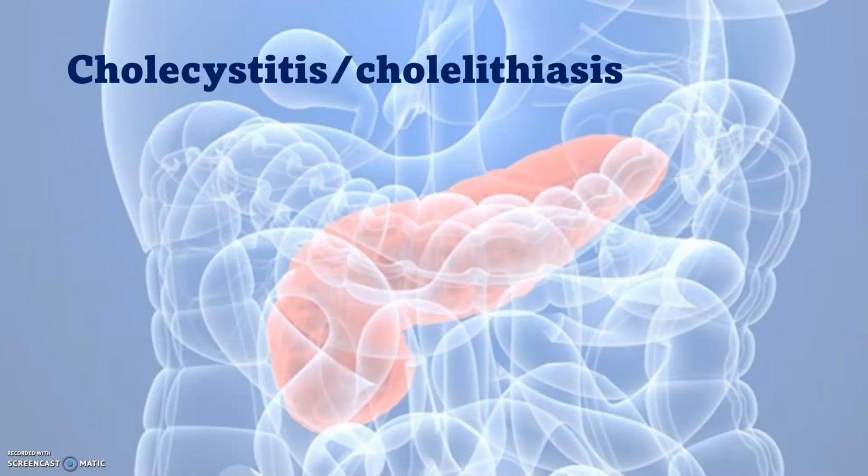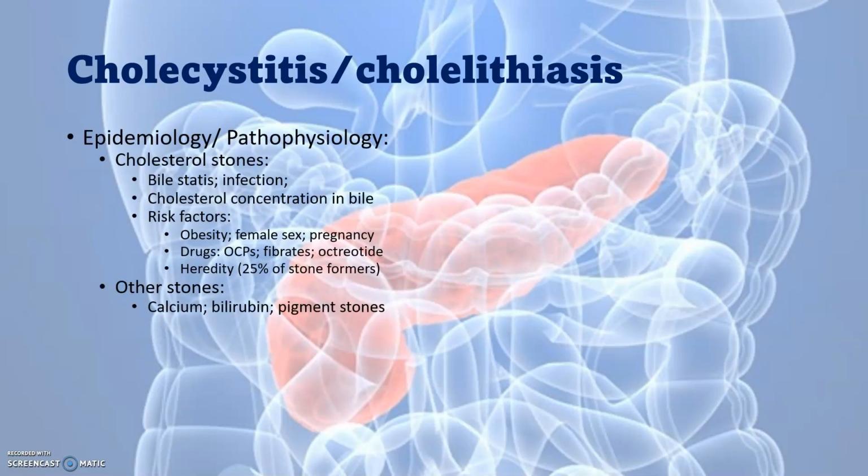Yeah, so this is cholelithiasis and possible cholecystitis. This is a condition in which there are calculi within the gallbladder, usually cholesterol stones, and these can occur because of bile stasis or infection, increased cholesterol concentration in the bile, and are associated with certain risk factors such as female sex, obesity, pregnancy, certain drugs, and there is a hereditary component as well. Bear in mind, there can be other stones such as calcium, bilirubin, or pigment stones.